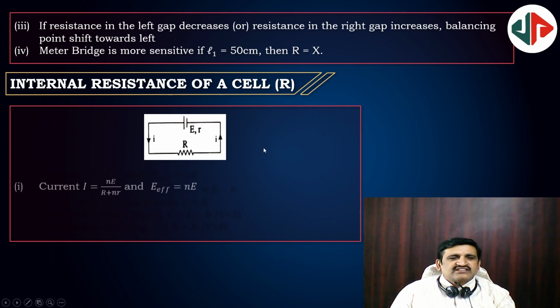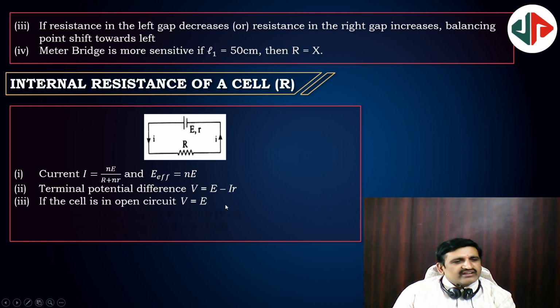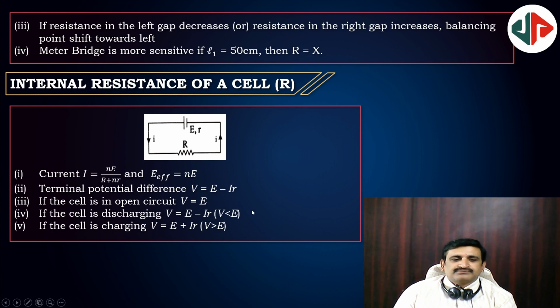Internal resistance of a cell, every cell will have its own internal resistance because inside there is a mechanism to transfer charges. So that causes resistance. I equals NE by R plus NR when E effective is NE. Terminal potential is V is equal to E minus Ir, where Ir is the potential drop across the terminals of the cell. And for the cell in an open circuit, V is equal to E. In open circuit the voltmeter reads EMF. In closed circuit it reads terminal voltage. If the cell is discharging, V is equal to E minus Ir. And if the cell is charging, then V equals E plus Ir.